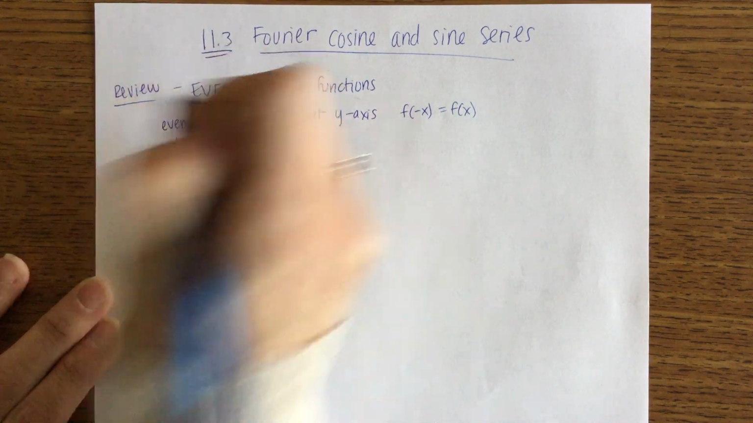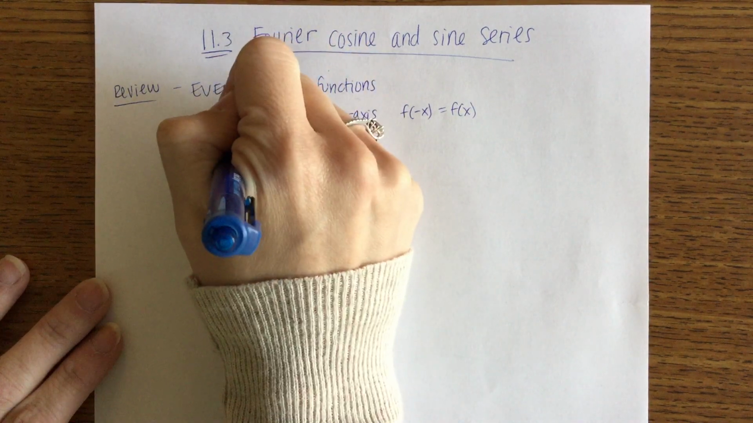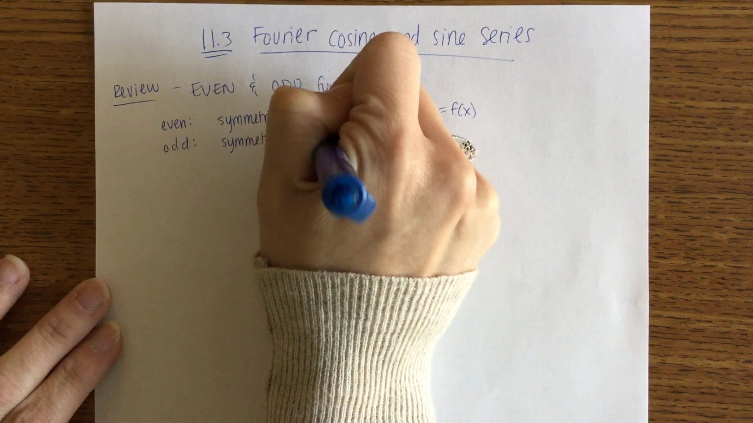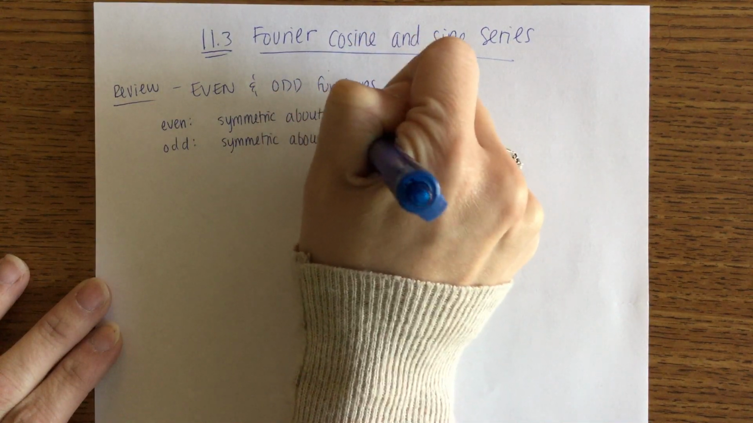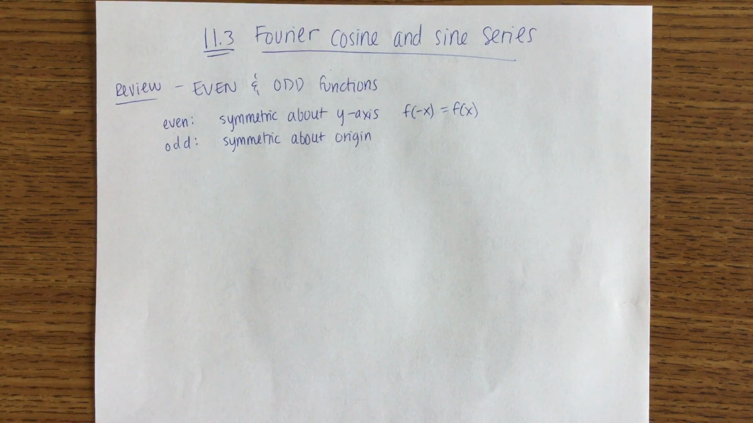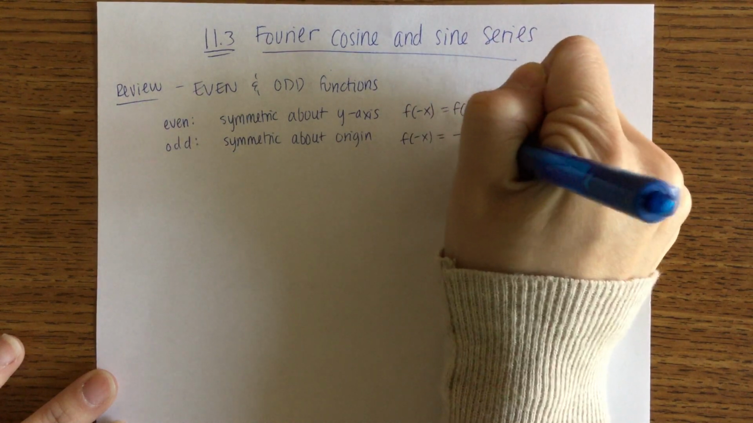What about an odd function? Again, both geometrically and algebraically. Symmetric about what? About the origin. And then algebraically, how do you show that a function is odd? F of negative x will give you negative f of x.